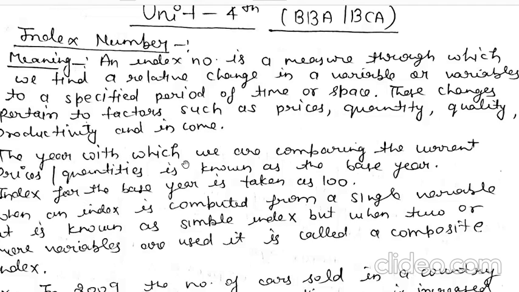The year with which we are comparing the current prices or quantities is known as the base year, right? So what is the base year? We are comparing the current prices and quantities. At the present time you have your sales and you compare the prices and quantities with those of that year. This year is called the base year. The index for the base year is taken as 100.